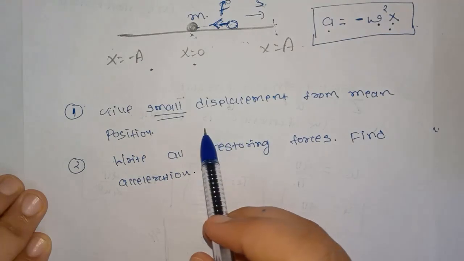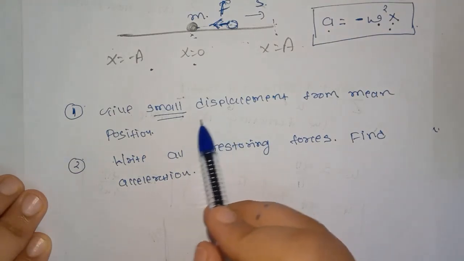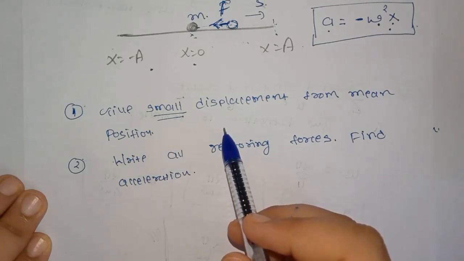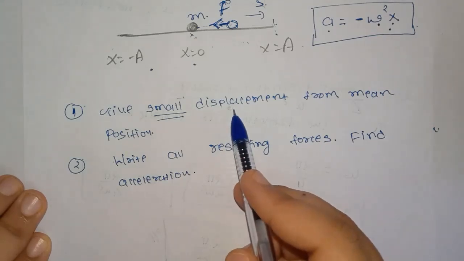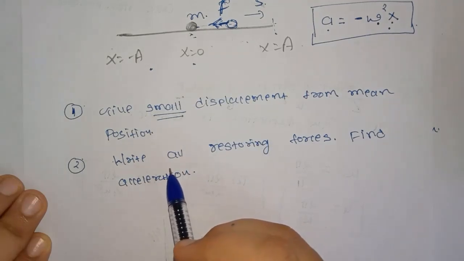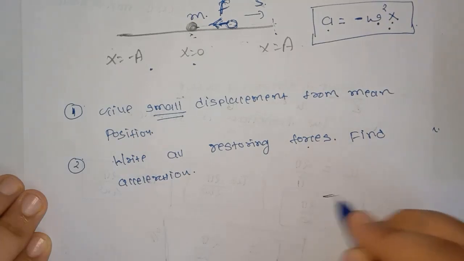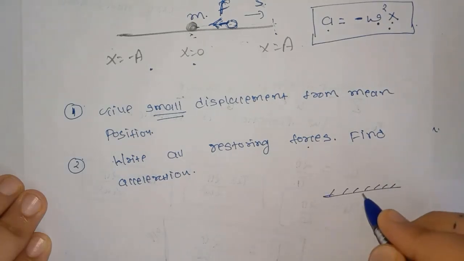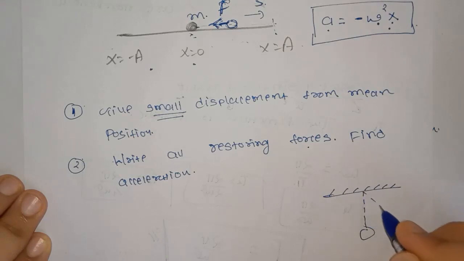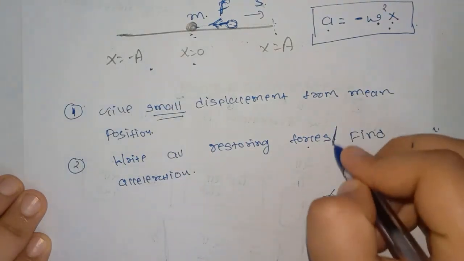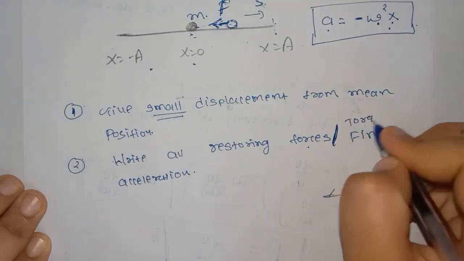Now, if motion is linear, then displacement will be linear. But if motion is circular, then displacement will be circular, the angular displacement. In that case, we have to write all the restoring torques. For example, in the case of a pendulum, the displacement is angular displacement. So we have to give a small angular displacement theta, and then we have to write all the restoring forces or torques.